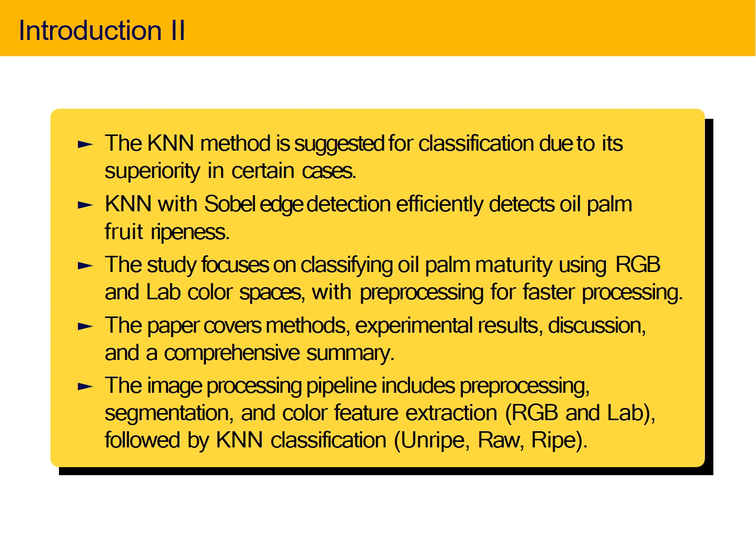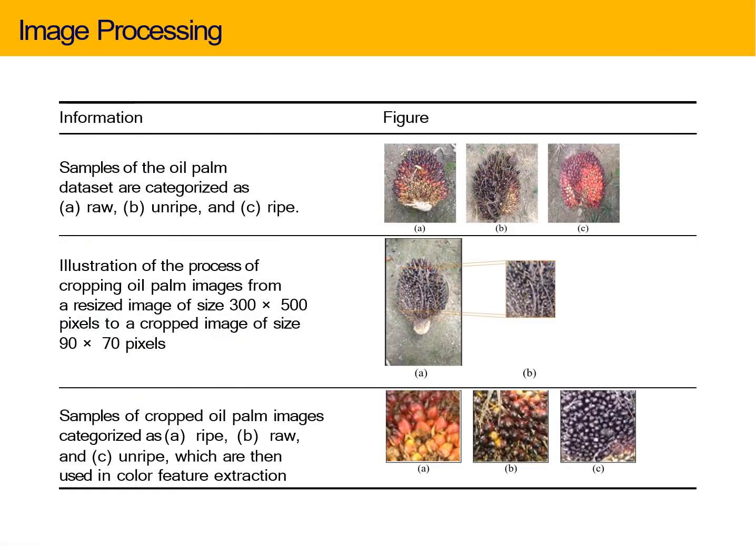So in this part, we will delve into the potential of our approach for accurate palm oil maturity classification. In this methods and algorithms section, we illustrate the process of categorizing the oil palm dataset into the 3 classes: raw, unripe, and ripe. As shown in the first figure, these samples serve as the basis for future analysis and classification.